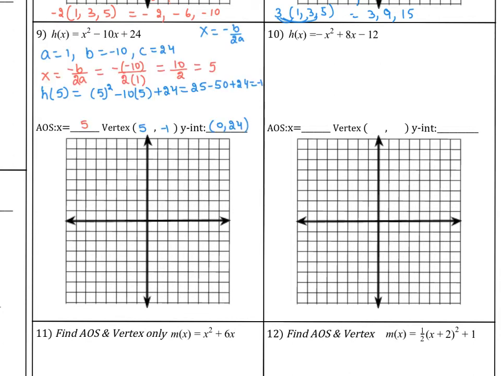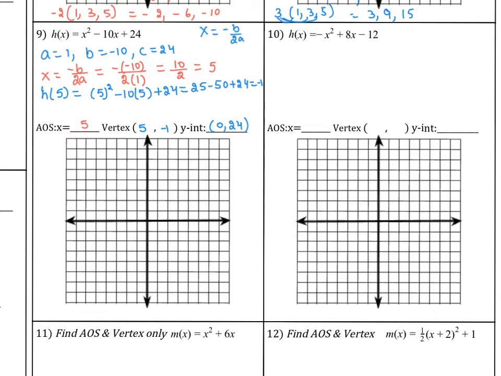So to find the axis of symmetry, we need A, B, and C. So here A is 1, B is negative 10, and C is 24. The formula for axis of symmetry is x equals negative b over 2a, where b is negative 10, so you plug it in here. A is 1, so on the bottom you get 2. On the top, negative times negative would be positive 10, divided by 2 is 5. So axis of symmetry is 5.